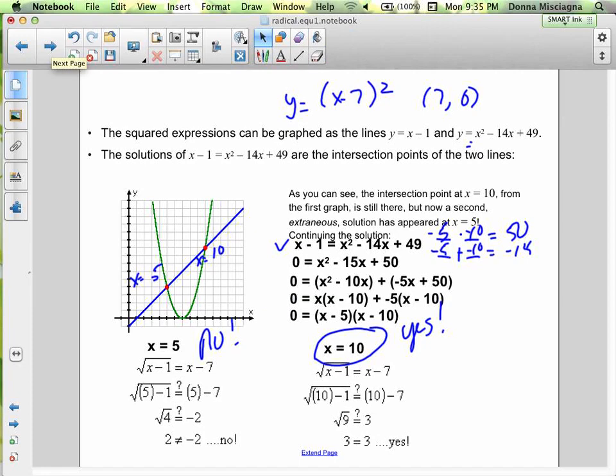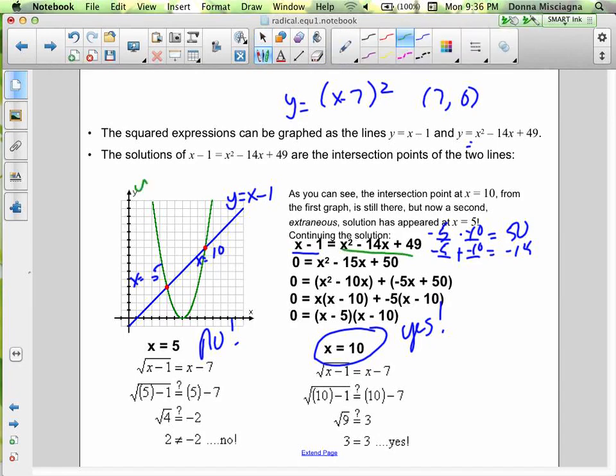Now, if you look at our graph here, we have graphed our two sides now. So what did we have after we squared? Let me write it in. This is the blue graph, x minus 1. Right here we have y equals x minus 1. And then this would be the green graph, y equals x squared minus 14x plus 49.